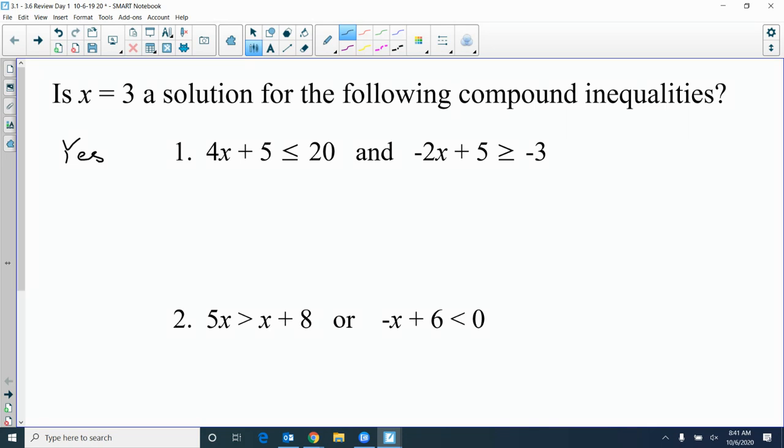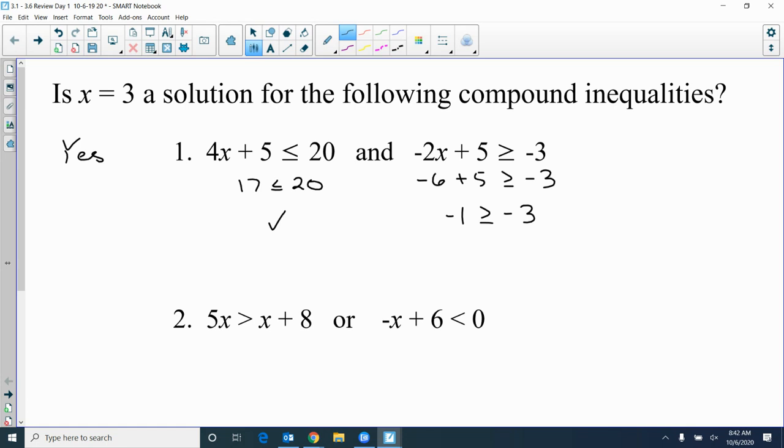4 times 3 is 12. 12 plus 5 is 17. 17 is less than or equal to 20. That's true. Negative 2 times 3 is negative 6, plus 5 is negative 1. Is negative 1 greater than negative 3? Negative 1 is bigger than negative 3. Okay, remember, it's to the right of it.